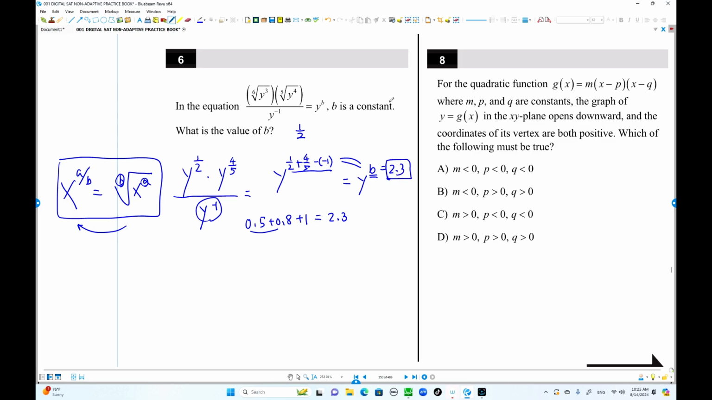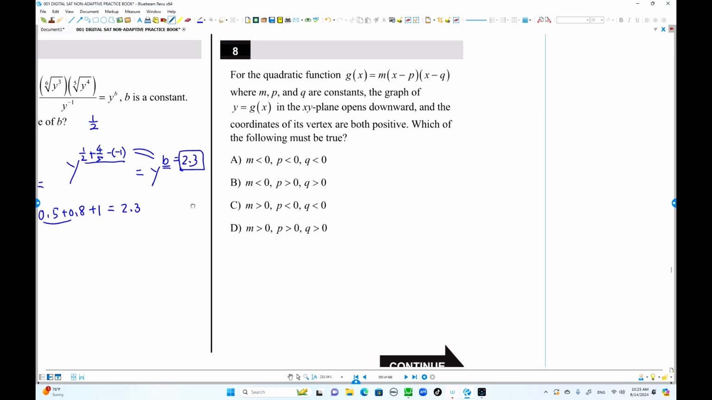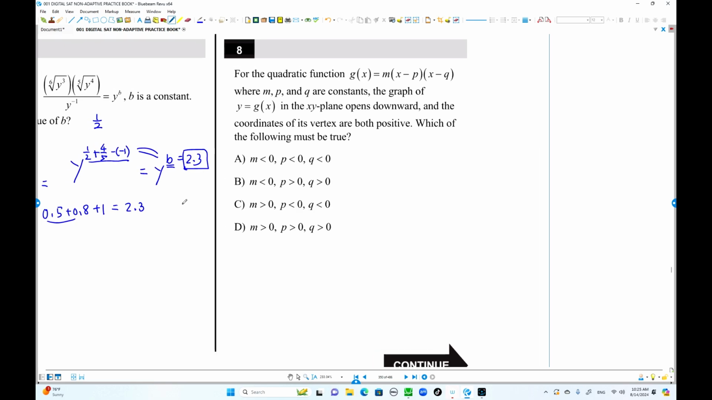Here we go, number 8. We have a quadratic function, f(x) equals m times (x minus p) times (x minus q). That is a factored form. The graph crosses zero when x equals p and q. The graph looks like this. The graph opens downward. They have x-intercepts. One of these is p, the other one is q, or this is q, this is p. It doesn't matter.